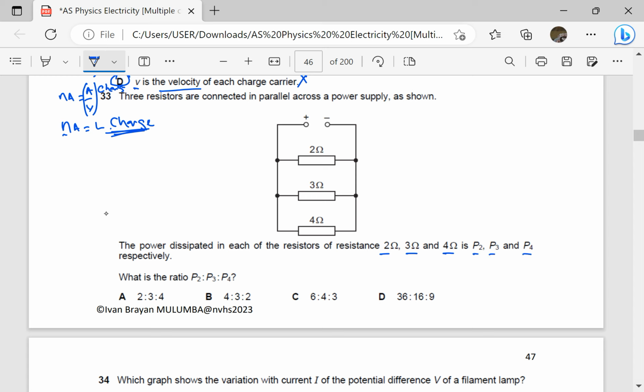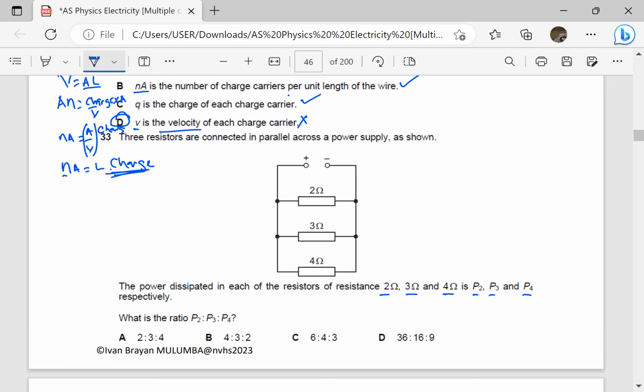What is the ratio P2 to P3 to P4? So we know that power is equal to V squared over R. V is the same. So the power here, which has been called P2, P2 is going to be V squared over 2, P3 is going to be V squared over 3, and P4 is going to be V squared over 4.